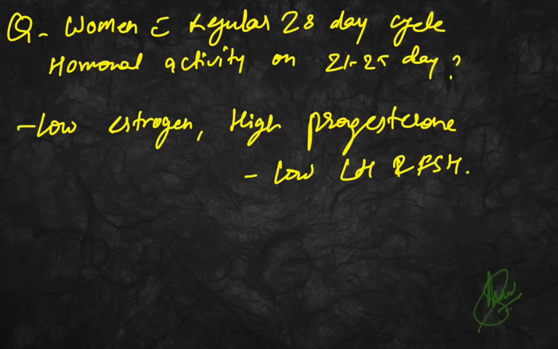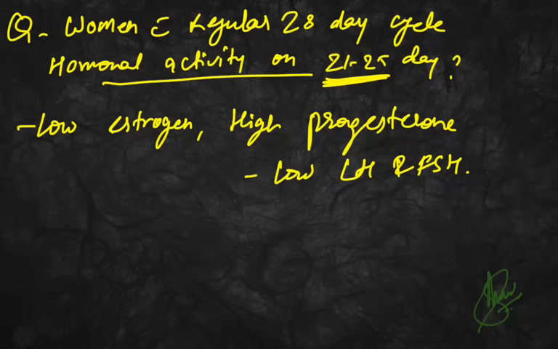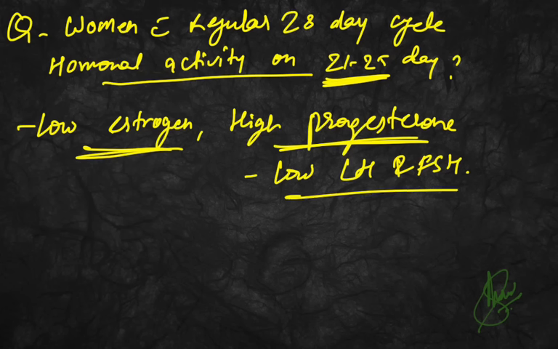Now, a woman with a regular 28-day cycle, normal hormonal activity on the 21st to 25th day. It is low estrogen, high progesterone, and low LH and FSH.